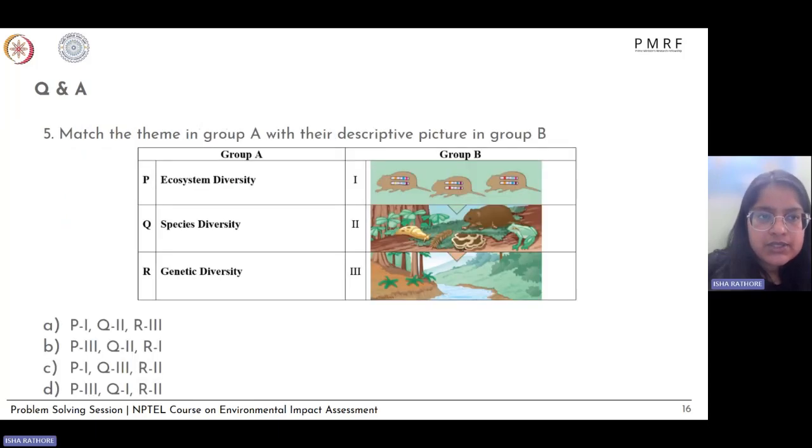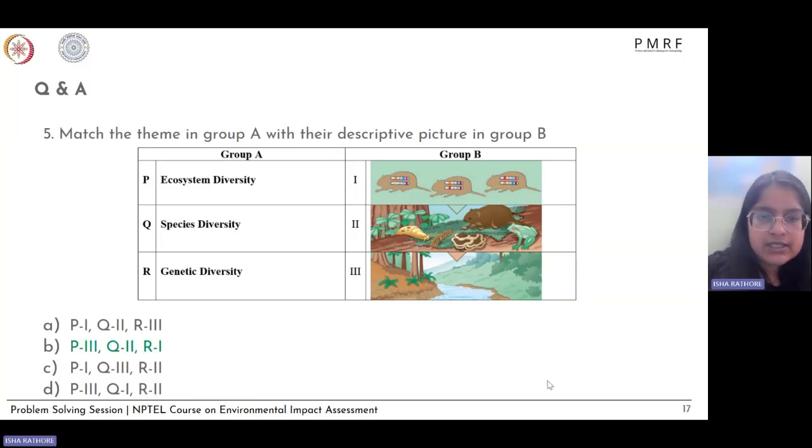Okay, moving on to the next question. Match the theme in Group A with a descriptive picture in Group B. So in Group A, we have terms like ecosystem diversity, species diversity, and genetic diversity. And in Group B, we have images which show different forms of diversities. So you need to match Group A with Group B.